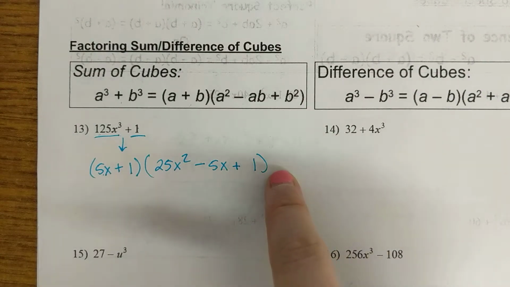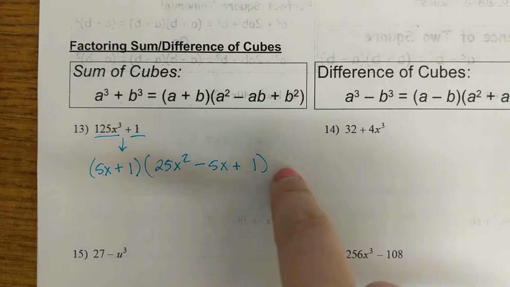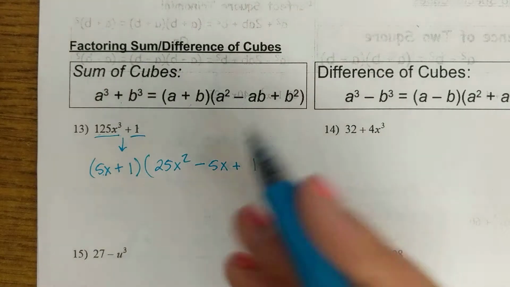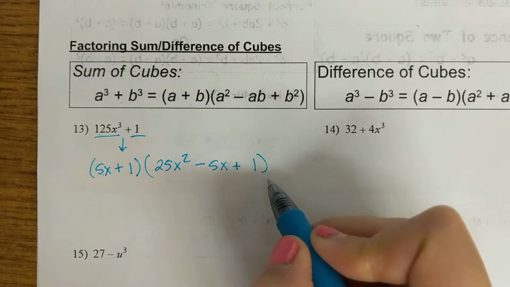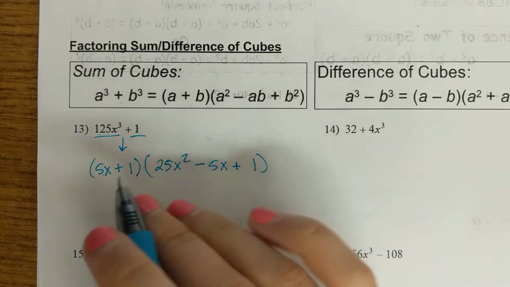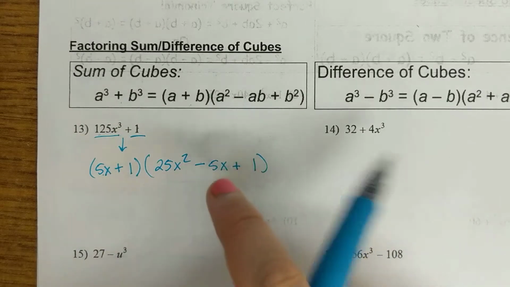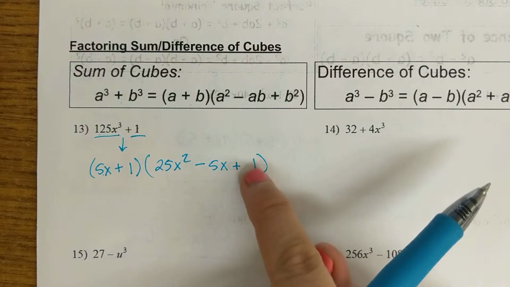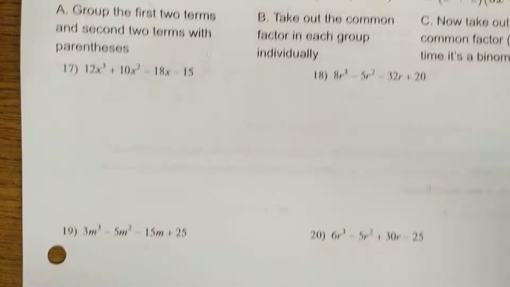Now you're completely done factoring this. If this were an actual equation and you had to solve, this right here is unfactorable. You cannot factor it. You have to solve this by quadratic formula.